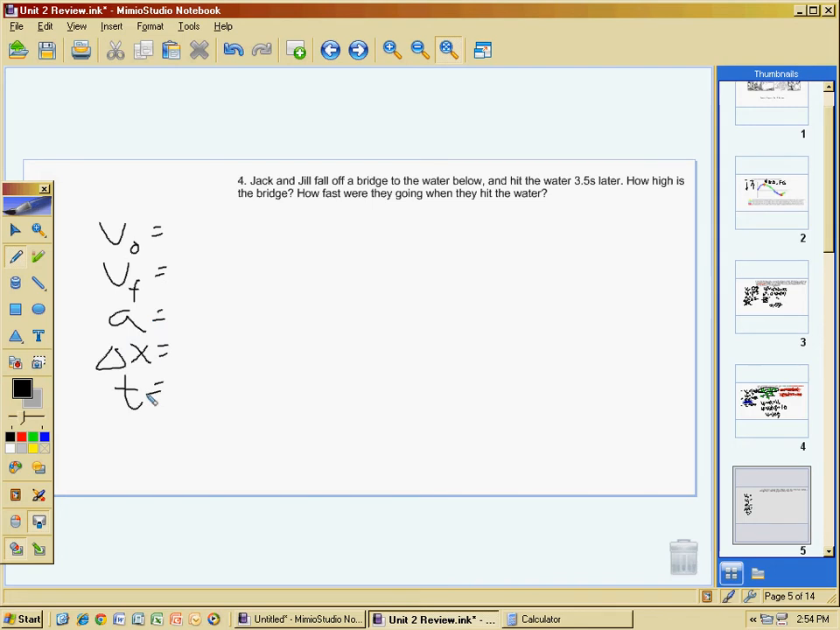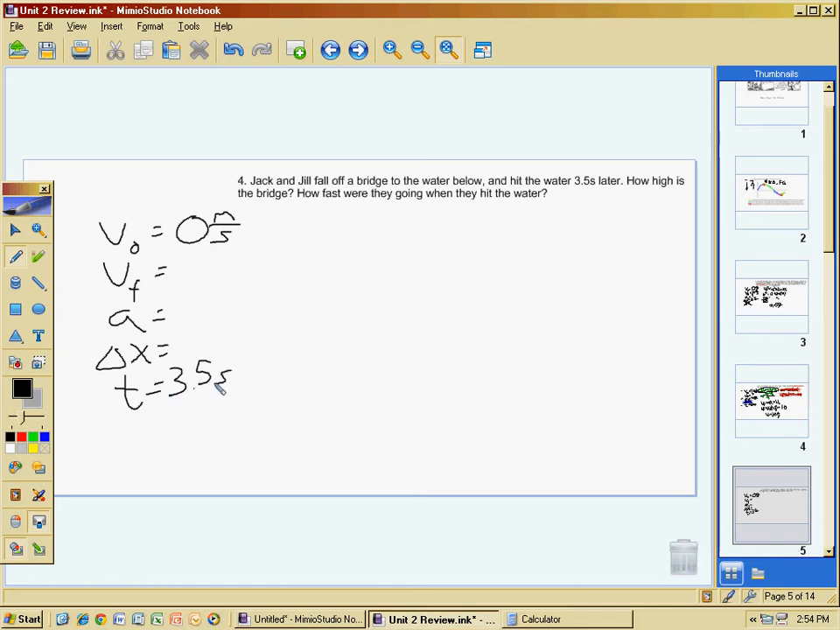All right, Jack and Jill fall off a bridge to the water below. Okay, it says fall off. It's not the same as drop, but it doesn't say anything about they leaped off or they jumped up and fell off the bridge or anything like that. If they just fall off the bridge, you can assume V naught equals 0. They hit the water 3.5 seconds later. Fantastic, that's going to be time.